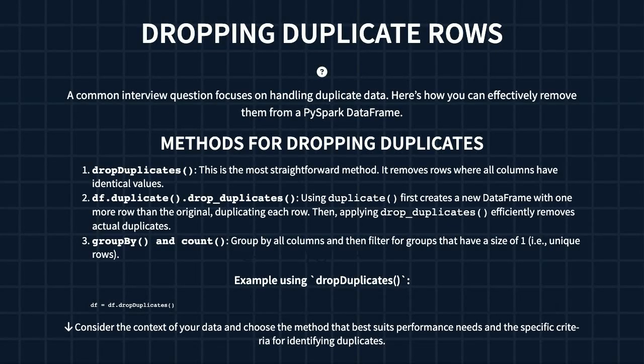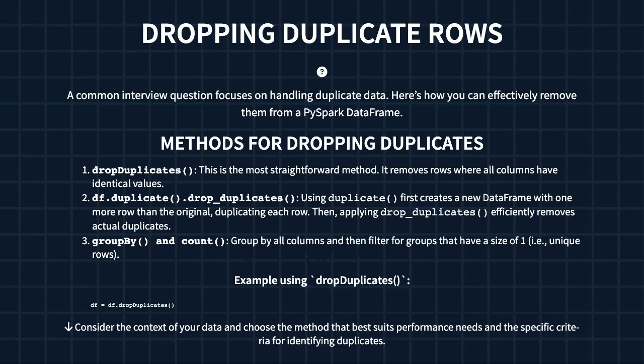Let's talk about dealing with duplicate rows in PySpark, a really common interview scenario. The easiest way to remove them is using dropDuplicates. This function simply finds all the columns where the values are identical across all rows and removes any duplicates based on those columns. Another approach, which can be more efficient sometimes, is to first use the duplicate method to create a duplicate version of your data frame, then immediately apply dropDuplicates.